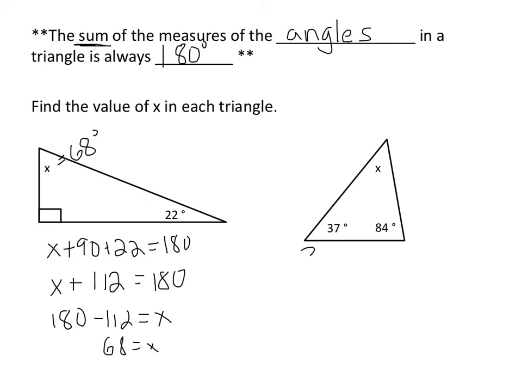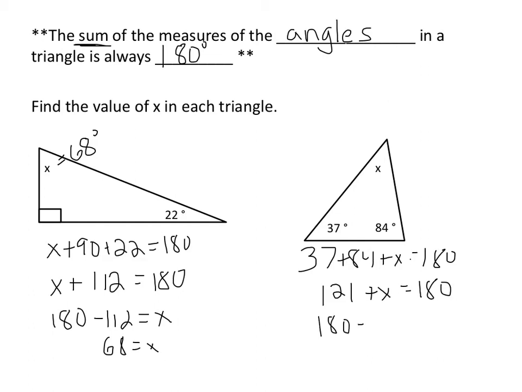Alright, in this situation we have 37 plus 84 plus x has to equal 180. If we do 37 plus 84, we get 121 plus x equals 180. So now what plus 121 equals 180? Or we can look at it as 180 minus 121 equals x. And we get that x equals 59 degrees.